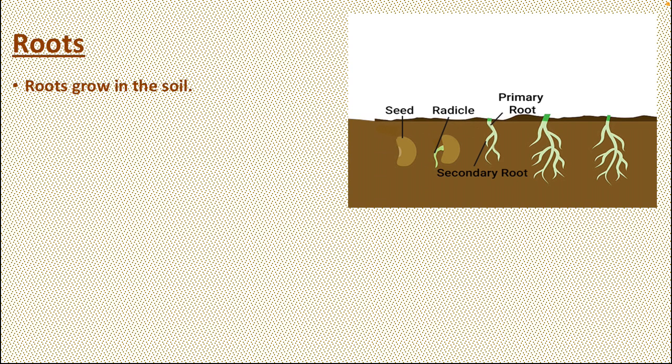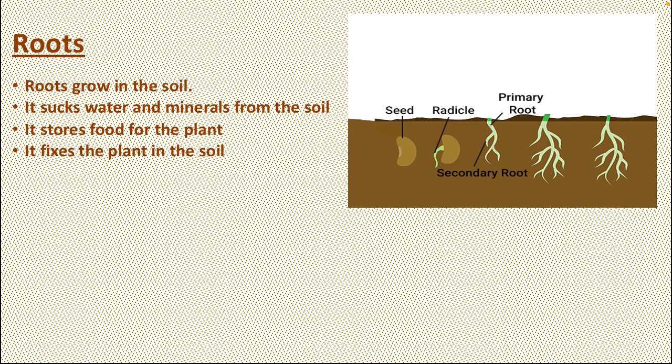Roots grow in the soil. In this picture, you can see what happens when you put the seed into the soil. From the seed, the radicle comes out, and that radicle becomes the primary root. And from the primary root, the secondary roots come out. Now, as the plant grows, the roots also grow under the soil. So in this picture, you can see there are secondary roots also, and the roots are growing slowly.